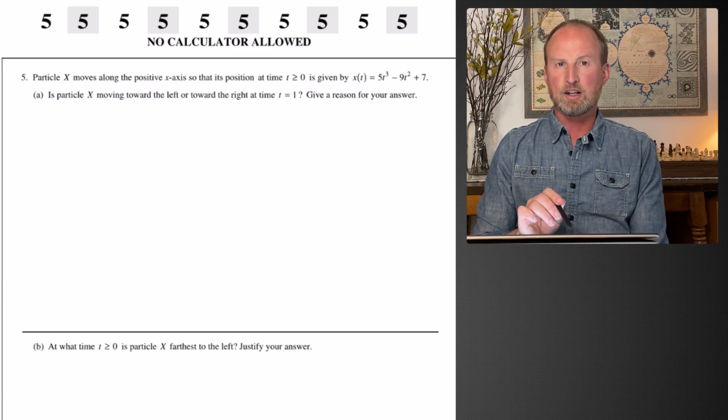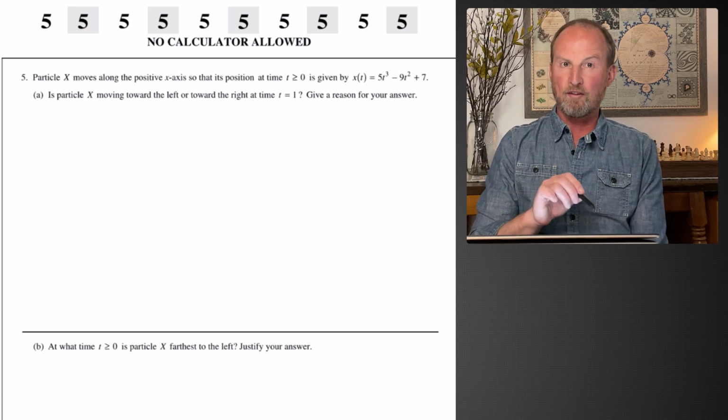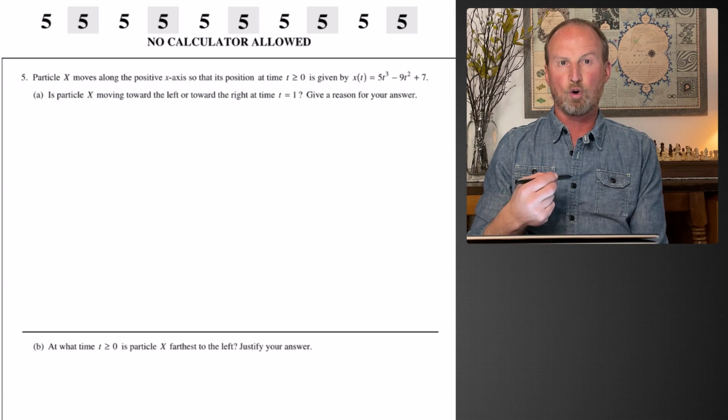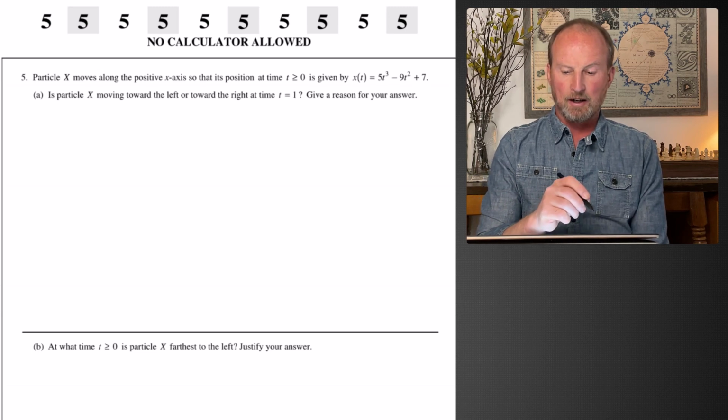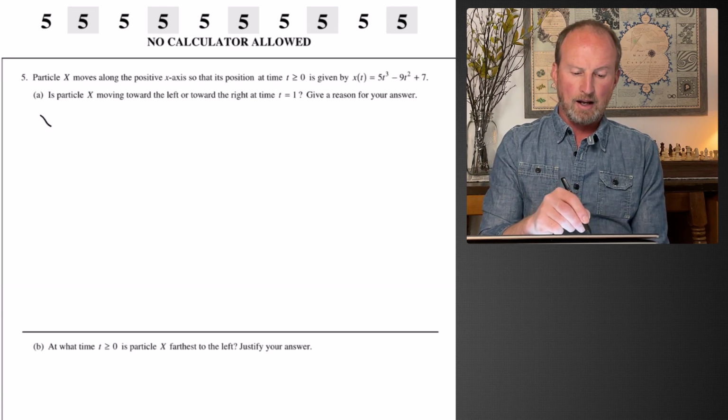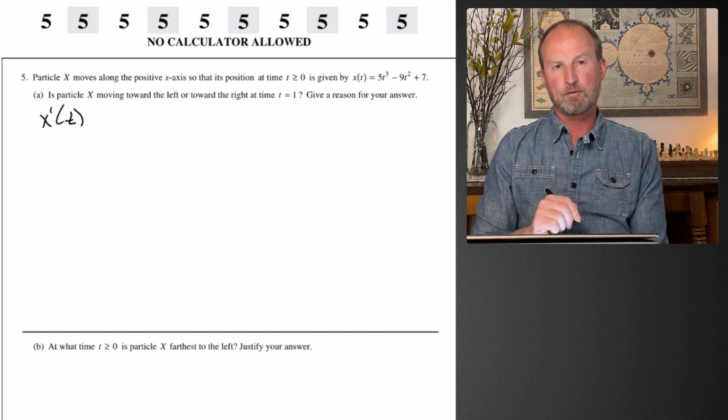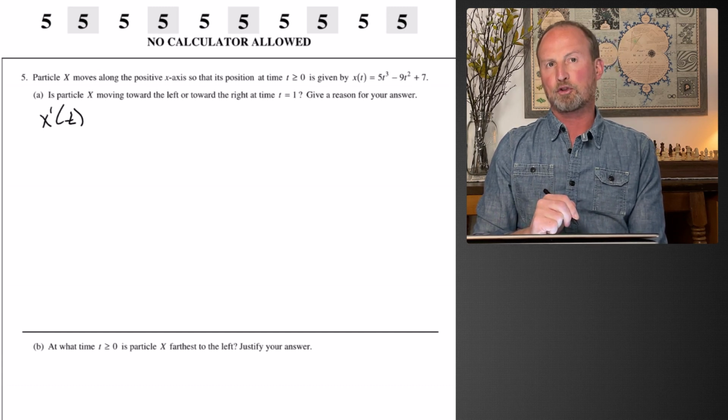In this case, I don't need the position. It doesn't matter if I start to the left of the origin or to the right of the origin. But if I'm talking about moving towards the origin or away from the origin, the position where we start matters. So in this case, moving left means my derivative, x prime, is less than 0, and moving right means x prime is greater than 0.